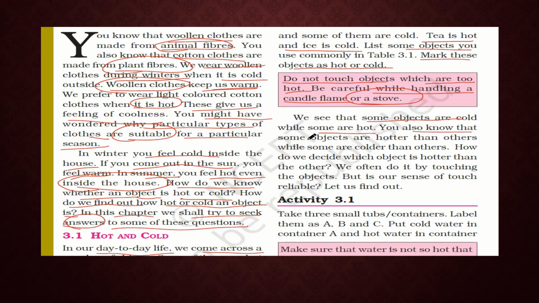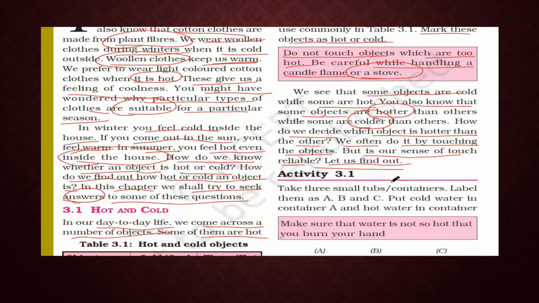You also know that some objects are hotter than others and some are colder than others. So how do we decide which object is hotter than the other? We often do it by touching the objects, but is our sense of touch reliable? Let us find out now whether, when we are touching an object, our touch is reliable or not to determine the temperature of an object. We will find out with this activity, right?